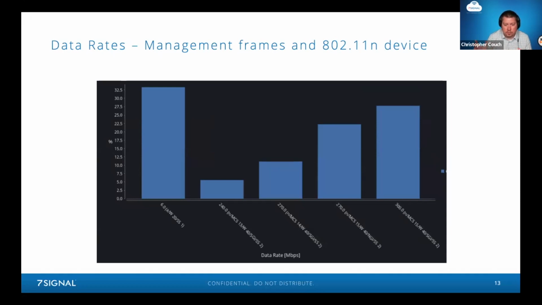But you also see almost 30% of the time it's at 300 meg, but it's an N device. So it's an older device on the network, but you can see that it's using the upper end data rate. So it's using the most of its capabilities while still potentially running all its management frames at the lowest data rate, which Swamas talked about in his webinar last week, which was kind of neat. So this is a good example of how this device is actually performing well in the network.